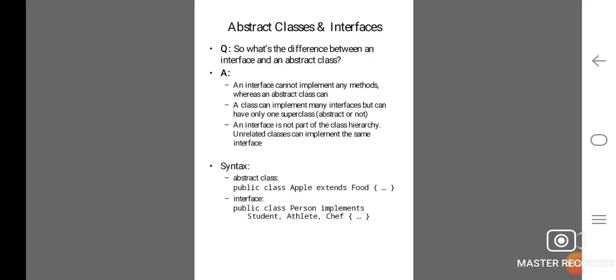The question is, what's the difference between an interface and an abstract class? The answer: an interface cannot implement any methods, whereas an abstract class can. A class can implement many interfaces but can have only one superclass, abstract or not. An interface is not part of the class hierarchy. Unrelated classes can implement the same interface.